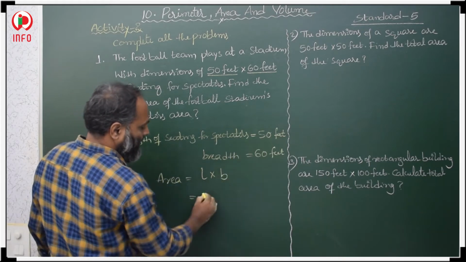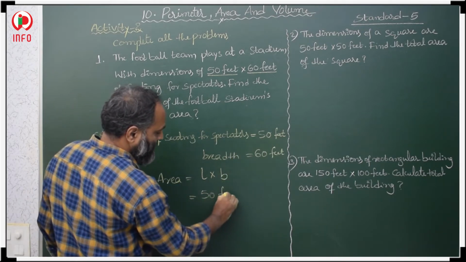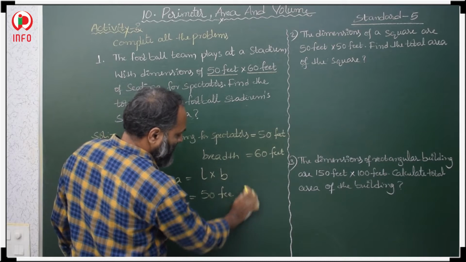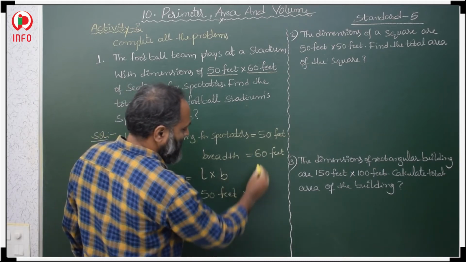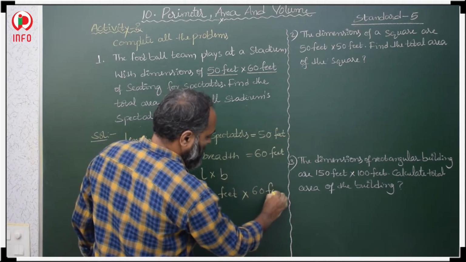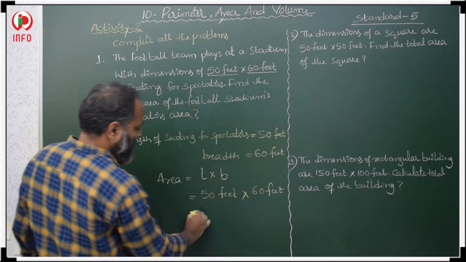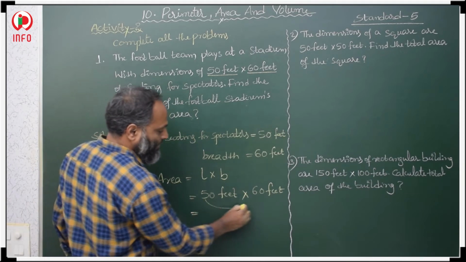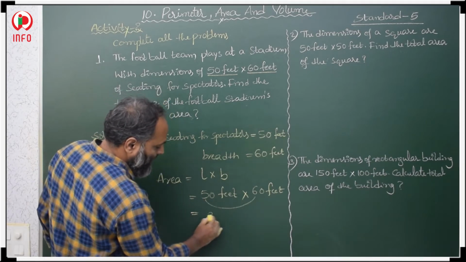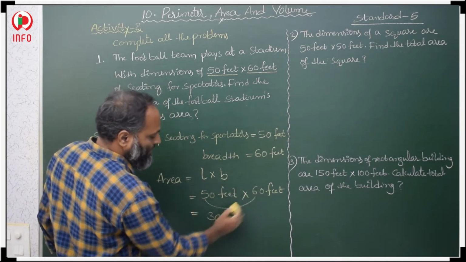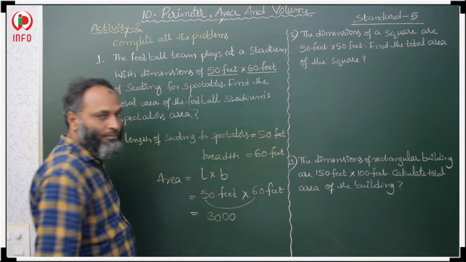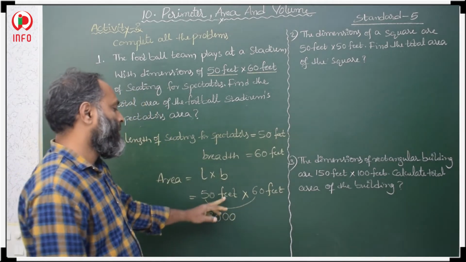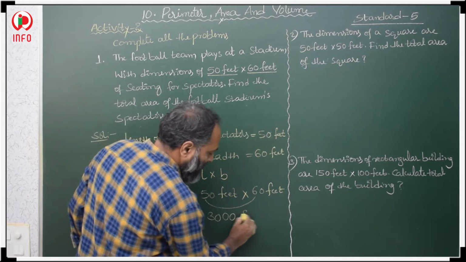What is the length here? 50 feet into breadth is 60 feet. Then how to multiply? Here zeros are there, just you multiply 5 with 6. 5 6s are 30, and here 1 zero, here 1 zero. Keep 2 zeros. 3000 feet into feet, square feet.